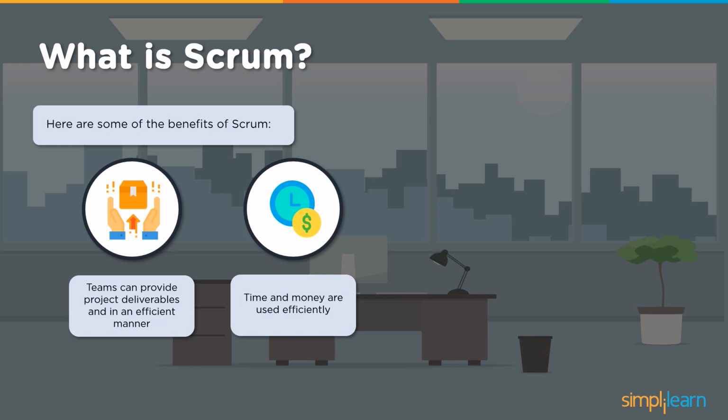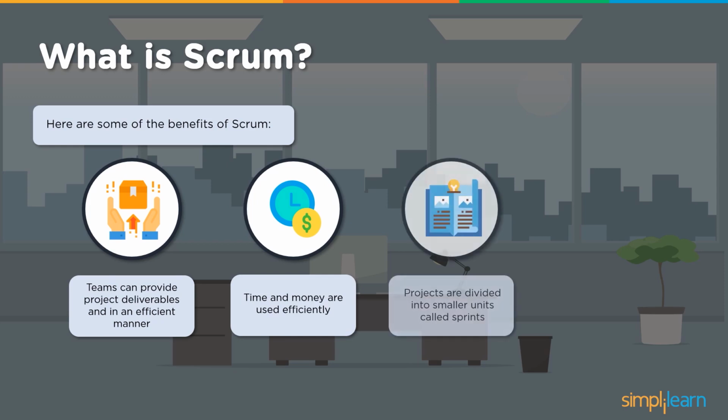Since we are creating small working pieces in every iteration, the experience of using them will also be there and quick feedback will come back, so time and money are saved and we are delivering on time. Projects are divided into smaller units called sprints. These are the quick iterations of activities I was speaking about, which happen when an organization adopts the Scrum methodology. So it is called a sprint.